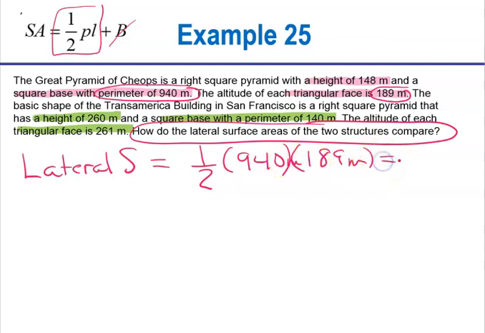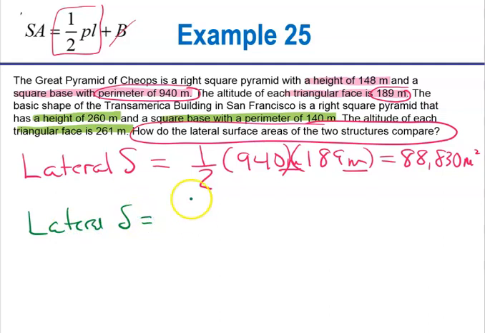When I multiply that together, I get 1/2 times 940 times 189, and you probably already have this, 88,830. That's meters squared, right? Because I multiplied meters times meters. All right, now let's talk about Transamerica. So again, we have the lateral surface area. So that's going to be 1/2.